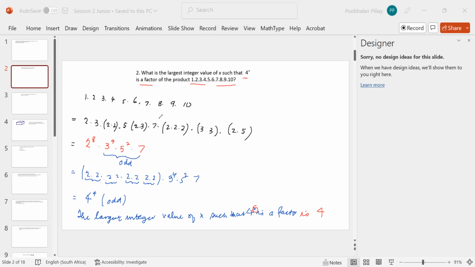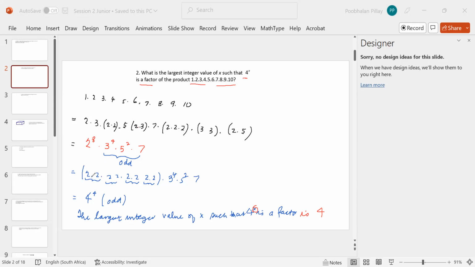Now, we want to take the largest power of 4. So what is 4? 4 is 2 times 2. So let's write 2 to the 8 as only 2's, and leave the others intact. We are concentrating on 2 to the 8 now because we're looking for a power of 4.